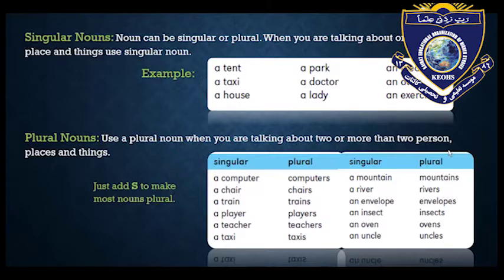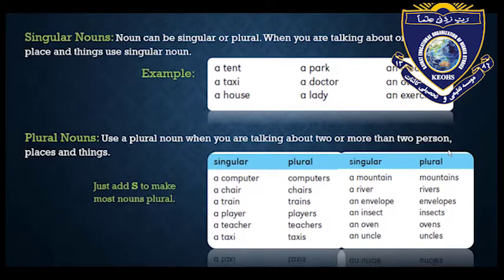For example, here we have a chart. Just look at your screen, at the examples that I mentioned here. The first one, attend. I'm going to make some examples for you, just listen. I have a tent, or we can say we're going to attend tonight. Another example: we have a taxi, a house, a park, a doctor, a lady, an idea, an oven, an exercise. Why we use a here and why we use an here, inshallah we will discuss in the next slides. Now we have singular nouns.